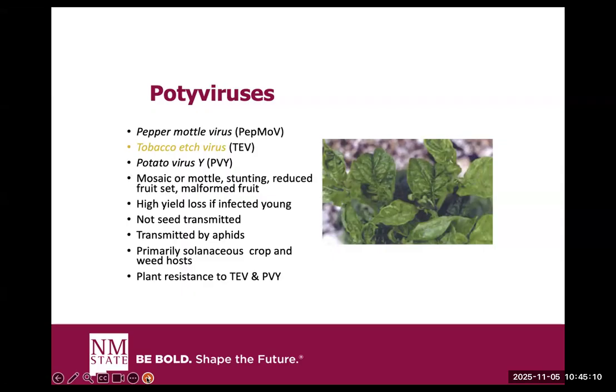High yield loss if the plants are infected young. Generally, these are not seed transmitted. Some potyviruses are, but these are not. These are also transferred by aphids in that non-persistent fashion, meaning very quickly. They generally go to solanaceous crops and weed hosts. And once again, there is some plant resistance to tobacco etch and potato virus Y in bell pepper.